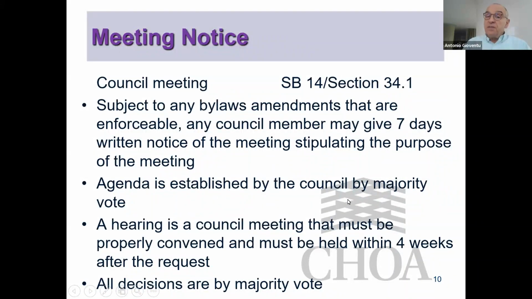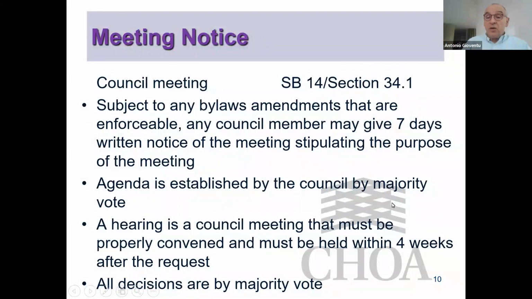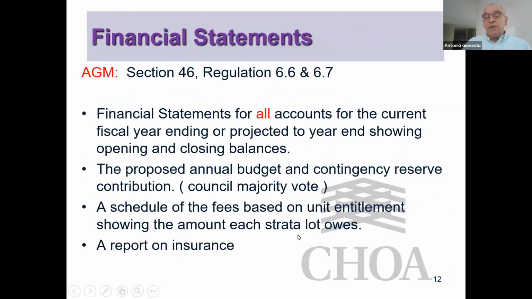But there's no specific notice that has to be issued here. The Strata Council, under the bylaws, if they have not been amended, simply must inform the owners of a meeting at the time, date, and location. Information meetings are straightforward. They can be called at any time. There's no business convened at an information meeting. It is like a general meeting, but there is no business. And it's only for the purpose of distribution of information.